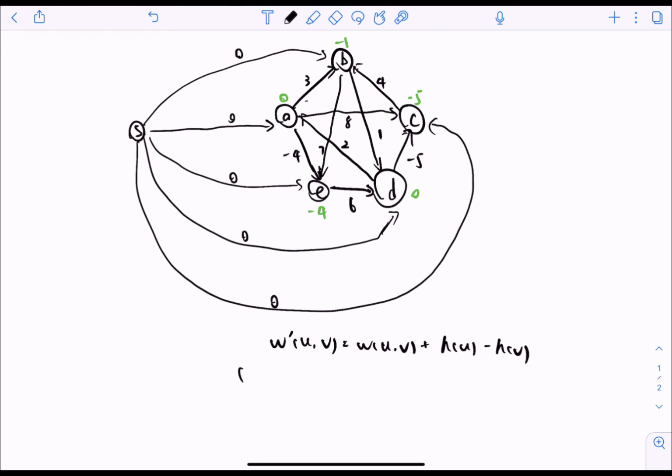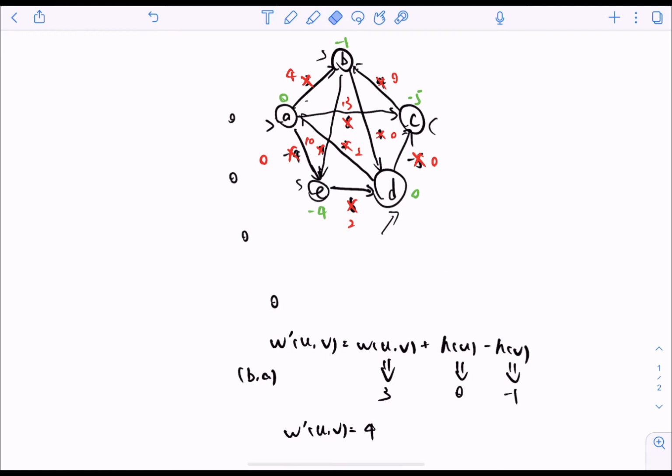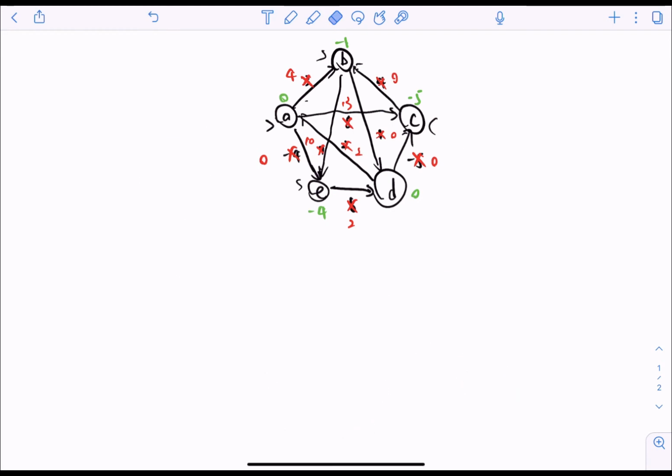For edge BA, omega uv equals 3, h(u) equals 0, h(v) equals -1. So the new weight of the edge, omega prime uv, equals 4. According to this, we can reweight all weights of edges. I mark the new weights with red. After that, all the edges in the original graph have been changed to non-negative. Therefore, the graph satisfies the conditions to use Dijkstra's algorithm to find the shortest paths between all pairs of vertices in an edge-weighted directed graph.